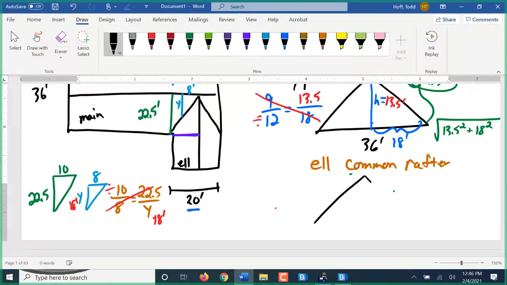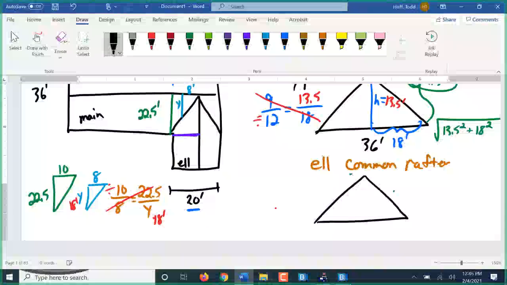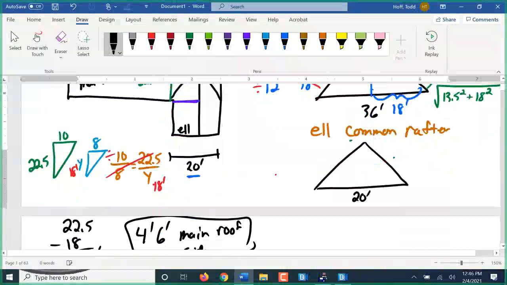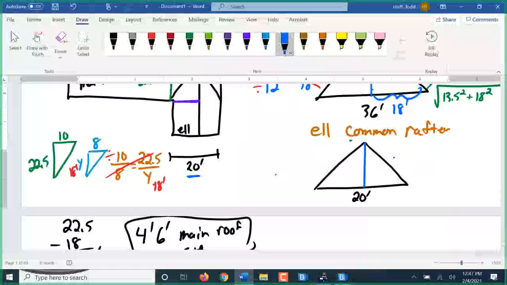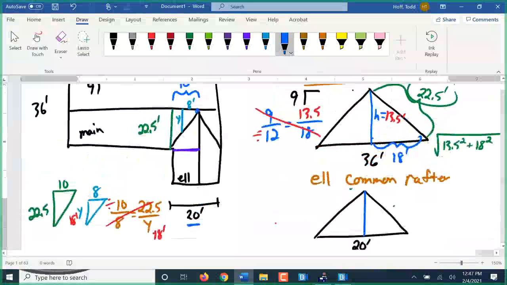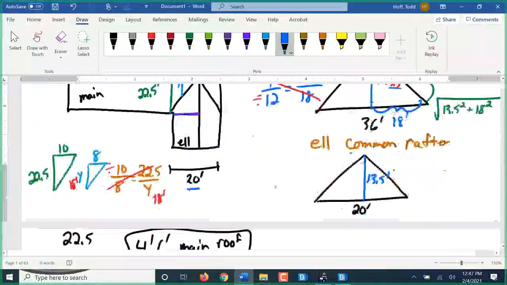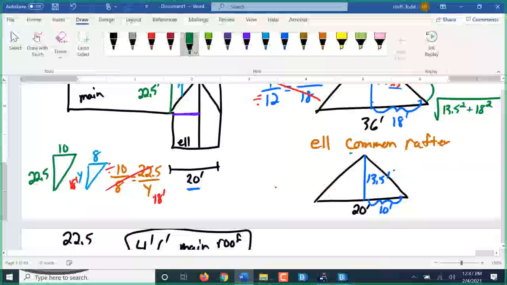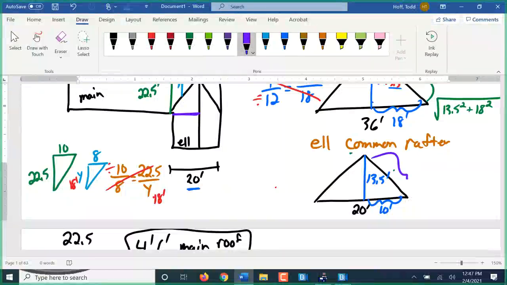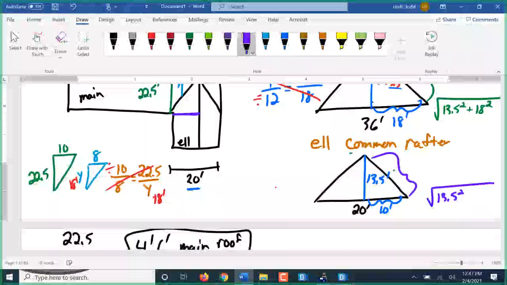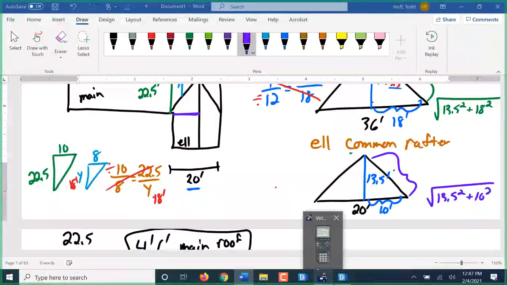But it is actually a full triangle here. This is 20 feet. We do not know the slope, but we do know that this height is the same height. Since the peaks match here, it has to be the same height as our common rafter of 13.5 feet. And since this is on a run of 10 feet, we can find this length. Square root of 13.5 squared plus 10 squared.